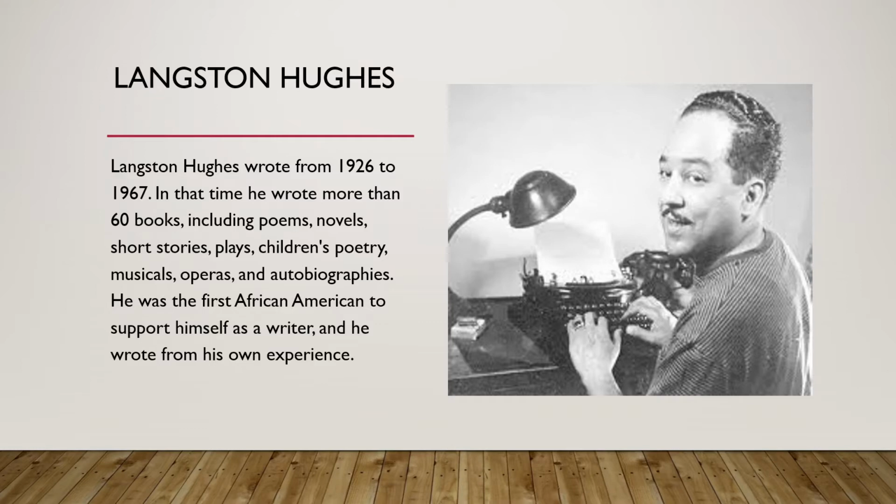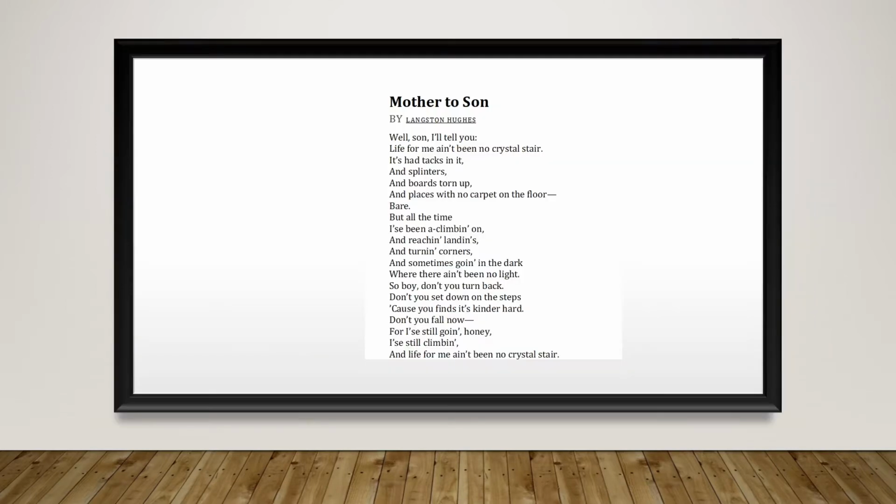Our first poet is Langston Hughes, and he wrote from 1926 to 1967. In that time, he wrote more than 60 books, including poems, novels, short stories, plays, children's poetry, musicals, operas, and autobiographies. He was the first African American to support himself as a writer, and he wrote from his own experience. The poem that we will be reading that he wrote is entitled Mother to Son, and this is one of his most popular poems. Please follow along while I read aloud.